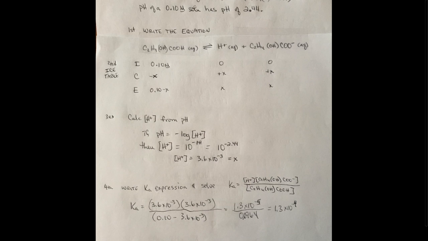So next we'll write out our Ka expression and solve. H plus times C2H4OHCOO minus, because it's products on top, reactants on the bottom. We plug in 3.6 times 10 to the minus 3 for x. And when I work that out, I get 1.3 times 10 to the minus 4. It would be best if you didn't round anything until the very end, but I know that's hard for us to not round at all times. So if you can hold off rounding, hold off, but I didn't either.